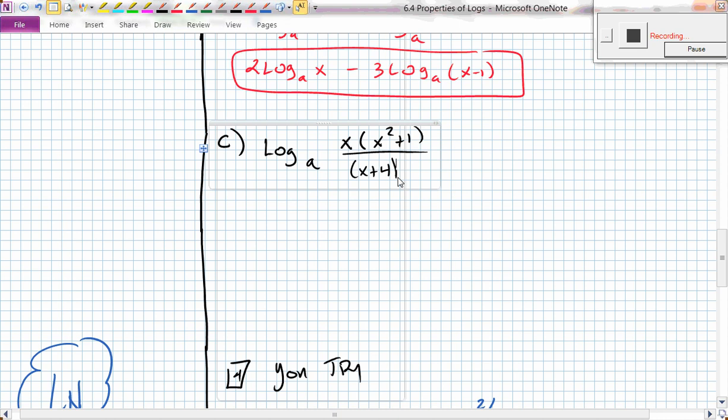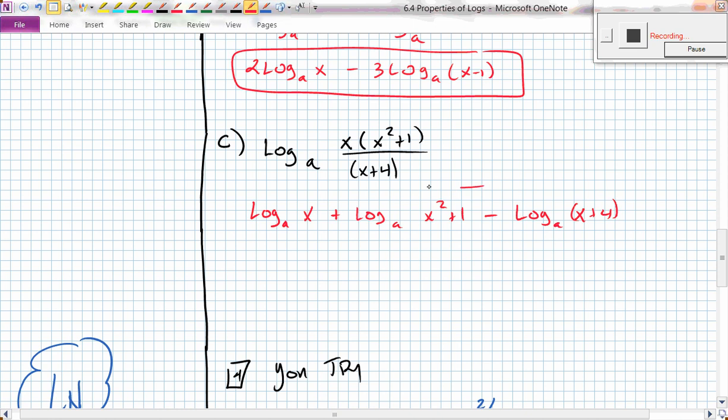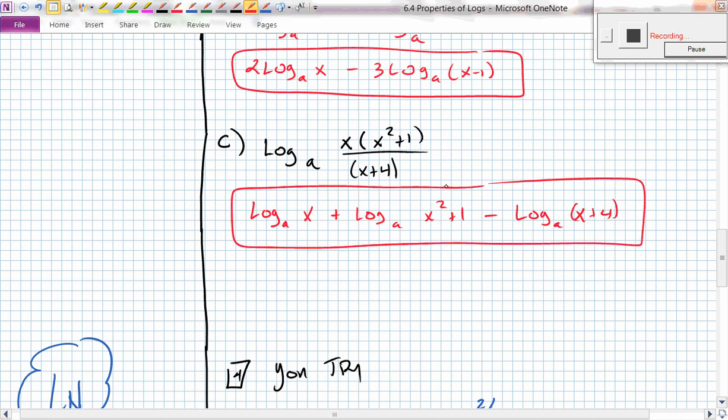Okay. We want to practice expanding this, and the skill is recognizing the fact that you have a multiplication on top and a division altogether. So here's what you're going to do. We're going to expand this by log base A of x plus log base A of x squared plus 1 minus log base A of x plus 4. Look, we did all that in one fell swoop. There you go. We've expanded that thing. Don't we have to do something with that exponent? No, not this exponent, because that's part of the term.